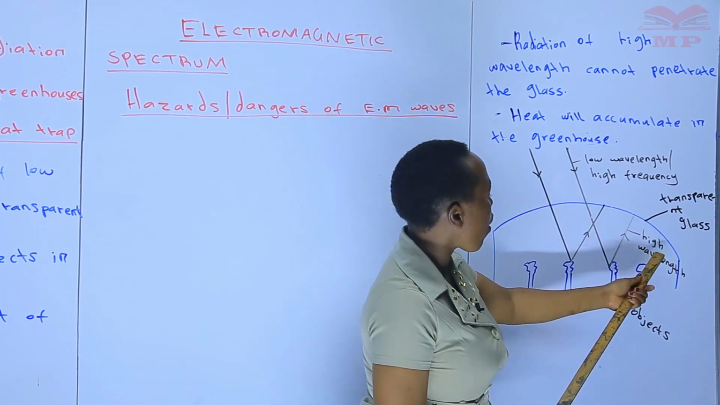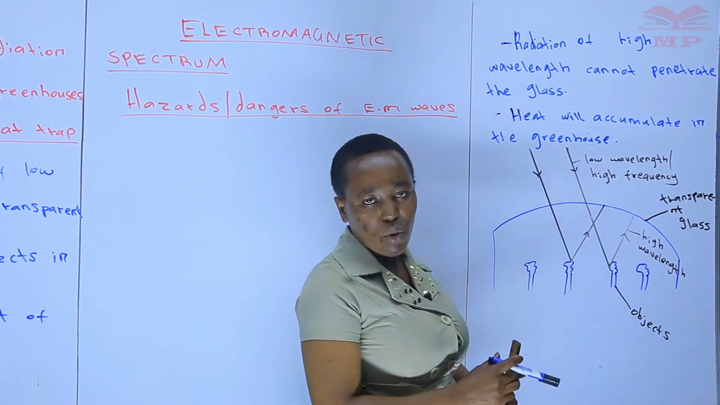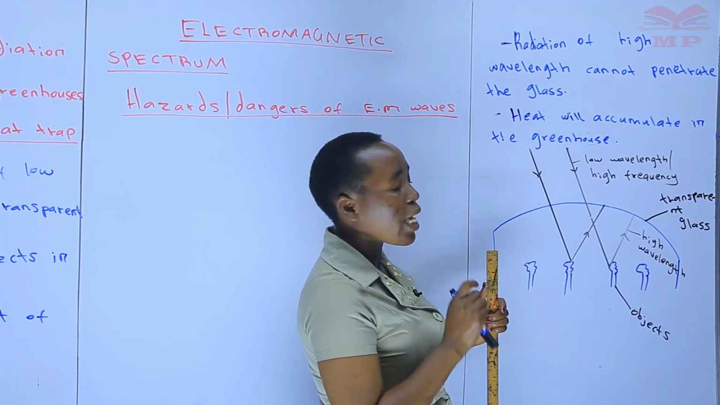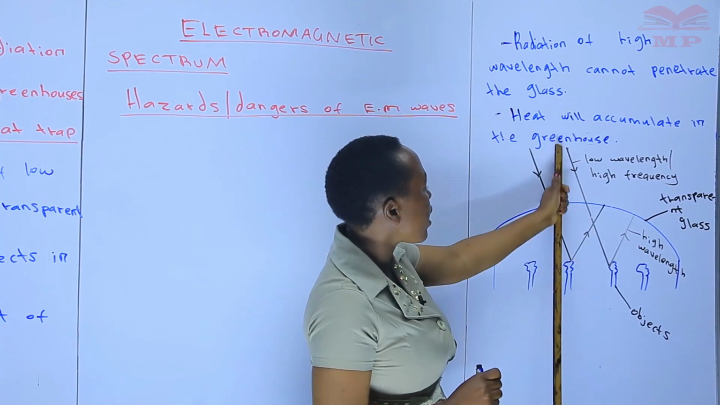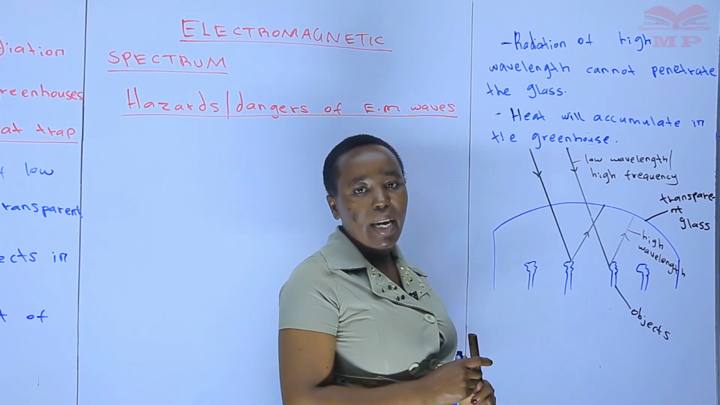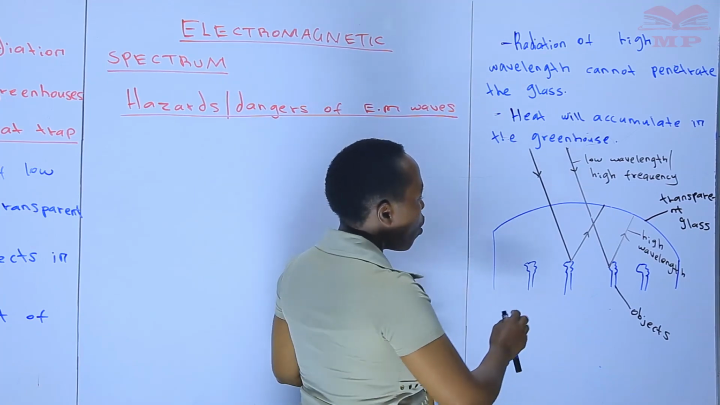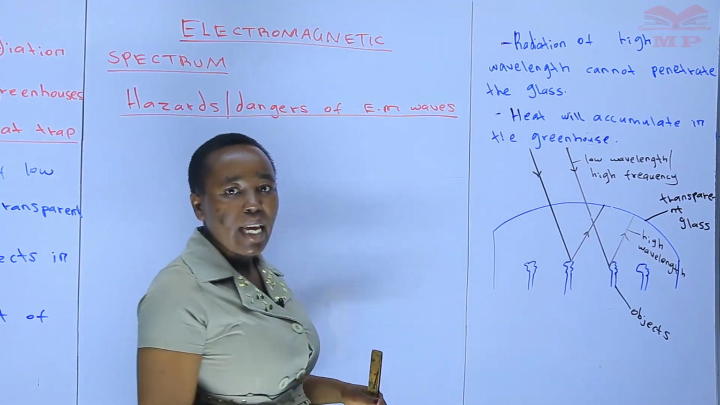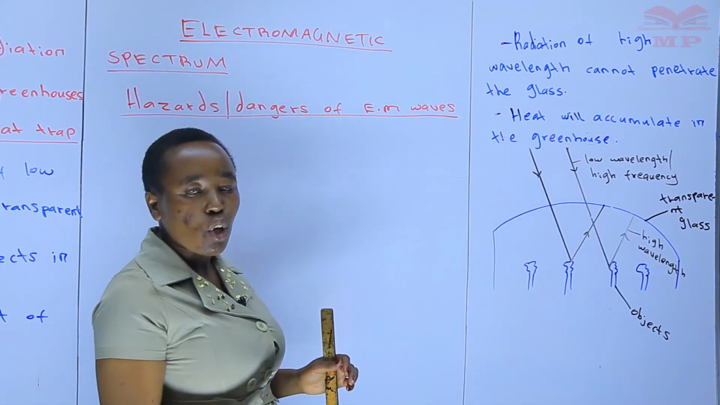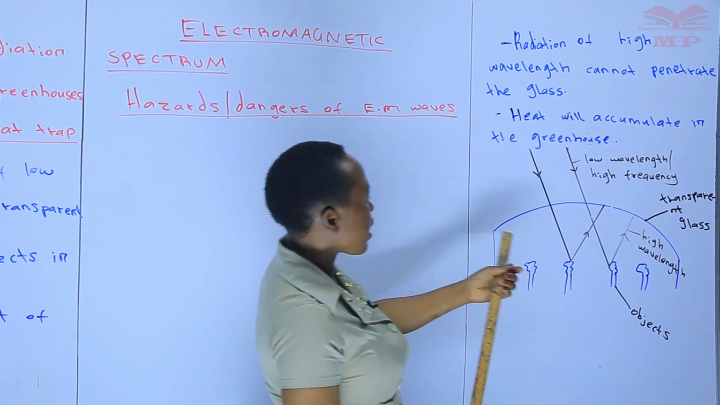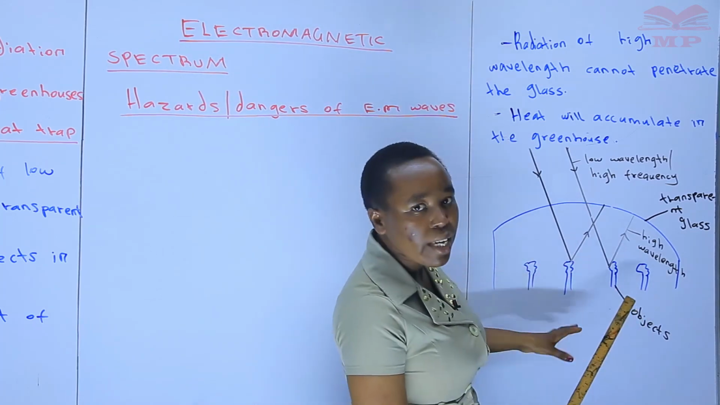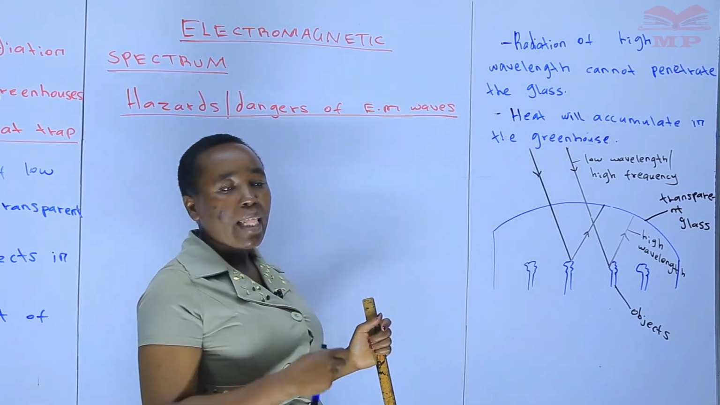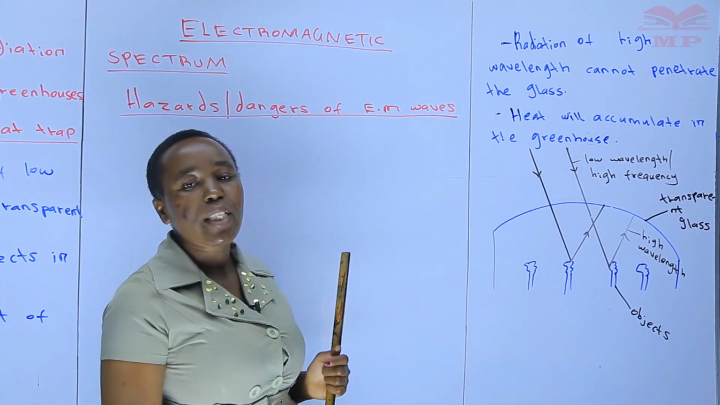Because when they have high wavelength, it means that they have low frequency, and therefore the energy that they possess is not as much as the ones that are incident on the transparent glass. And therefore, because these radiations cannot penetrate the glass, then it means that there will be accumulation of heat. And as a result, these objects which are here will receive a lot of warmth, or they will be heated. And this is what we call the greenhouse effect.